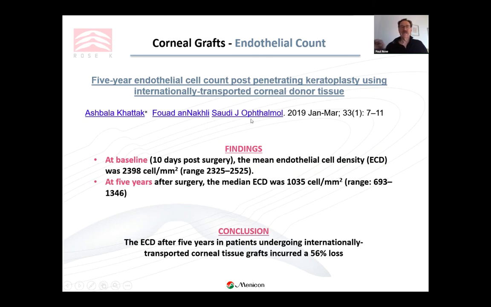Here's another study on endothelial counts, looking at 5-year endothelial counts post penetrating keratoplasty. So what happens in grafts to endothelium? At baseline, 10 days post-surgery, the mean endothelial cell density was relatively normal and had a range of between 2,300 and 2,500. However, at 5 years, the endothelial count had dropped from here to here, which is a huge drop. In fact, 56%. So just by being a penetrating graft, the cornea is immediately exposed to losing endothelial cells very quickly over those first 5 years.